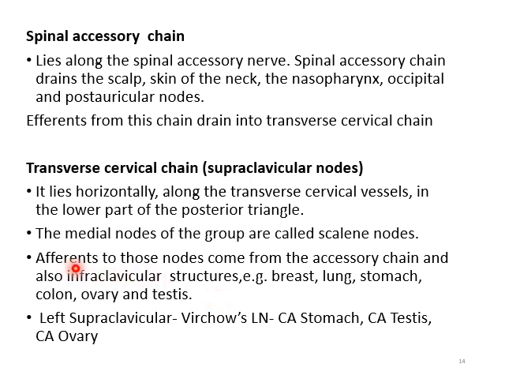So afferents to these groups come from the accessory chain, as we discussed, and also from the infraclavicular structures like breast, lung, stomach, colon, ovary and the testis. So if the left supraclavicular group of lymph nodes is enlarged, it is of very clinical significance. It can be a case of carcinoma stomach, carcinoma testis or carcinoma ovary.